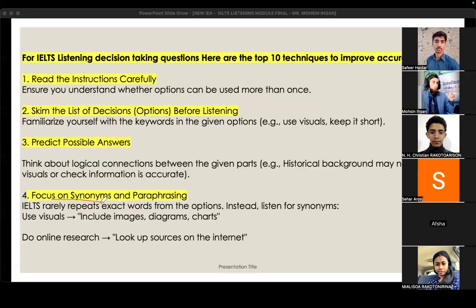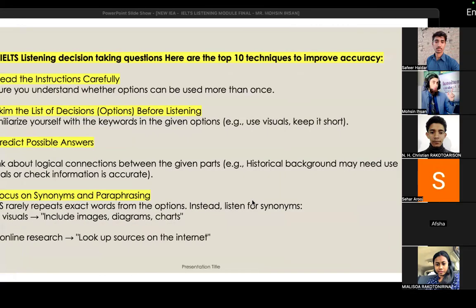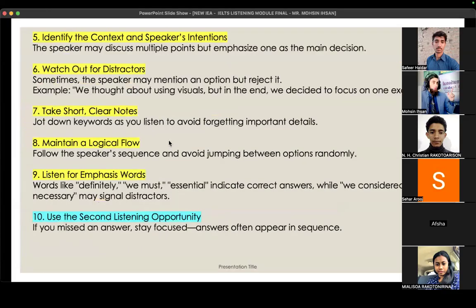Focus on synonyms and paraphrasing. IELTS rarely repeats exact words from the options. Instead, listen for synonyms. Use visuals, include images, diagrams, charts, right? So visualization can have this kind of options. Do online research. Look up source on the internet. Now, sorry, 1 minute. Yeah, some more points, and then we go.